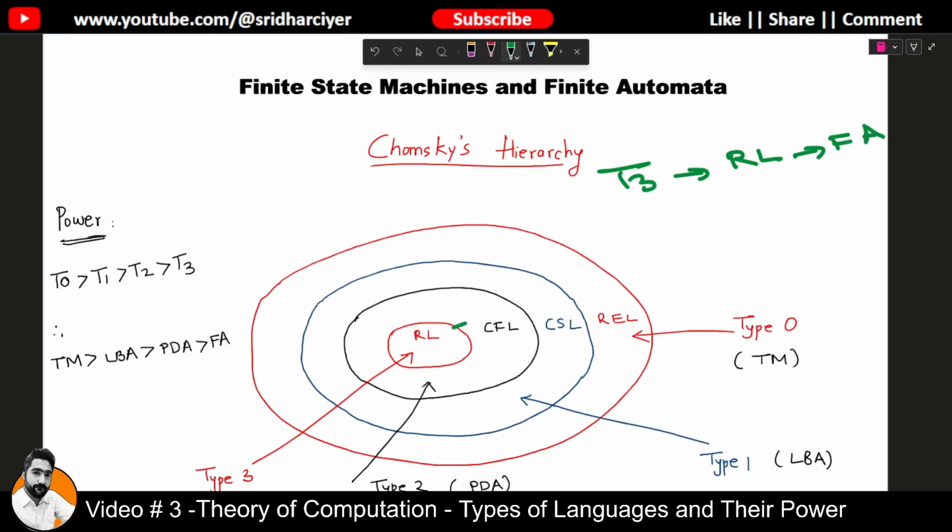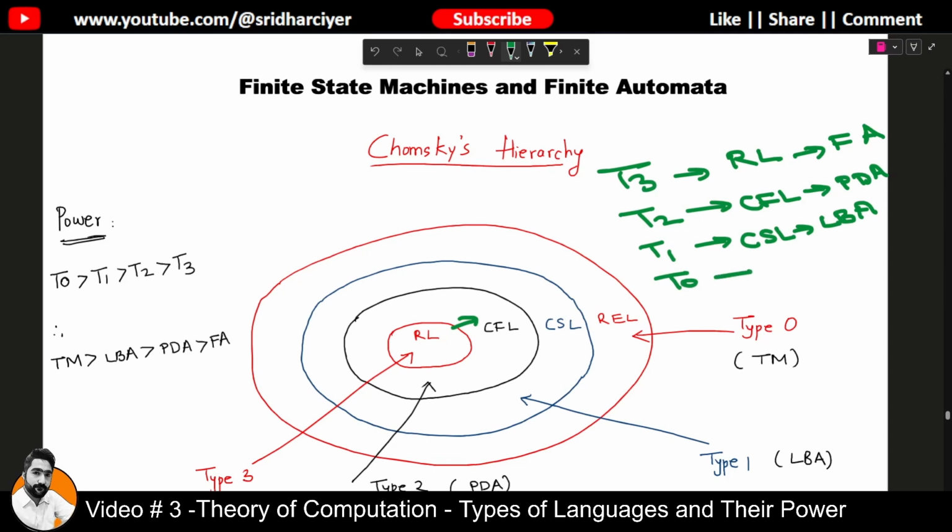Similarly, if we move out of it, we'll see there is this type 2 machine or type 2 language, which is nothing but a context free language, and we already know it is accepted by a machine called PDA. Similarly, if we go one step ahead, there is this next layer called T1, that is type 1, and it is nothing but context sensitive languages, and it is accepted by linear bounded automata. If I go one step ahead, final step, there is this particular type 0, which is nothing but recursively enumerable languages. It is accepted by a machine called Turing machine.